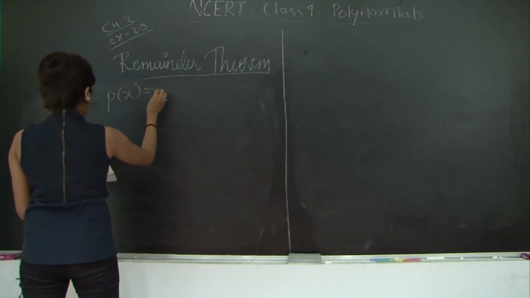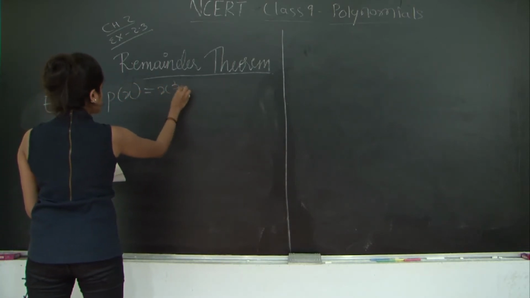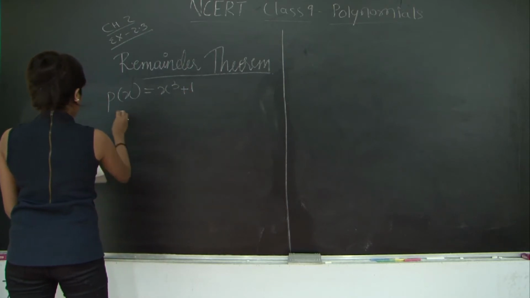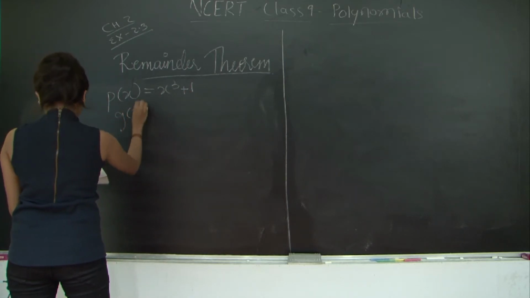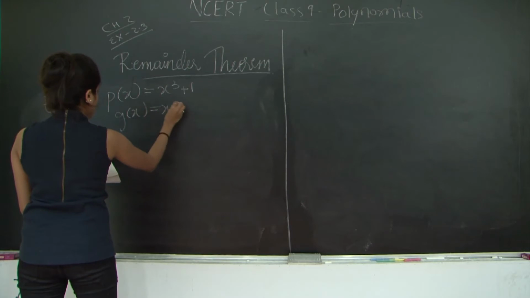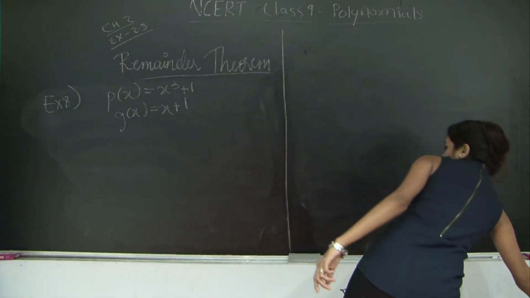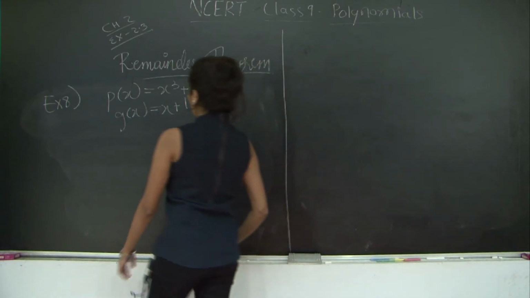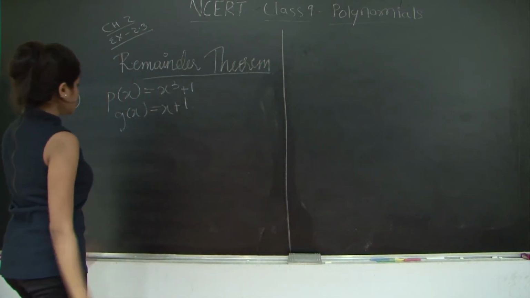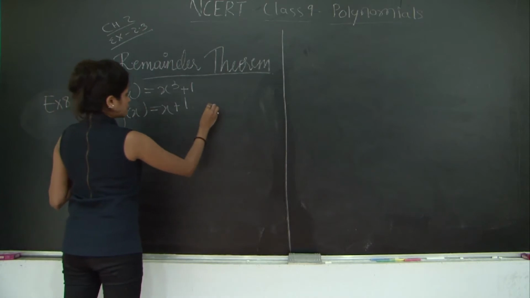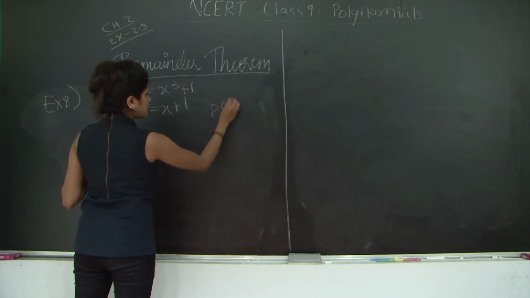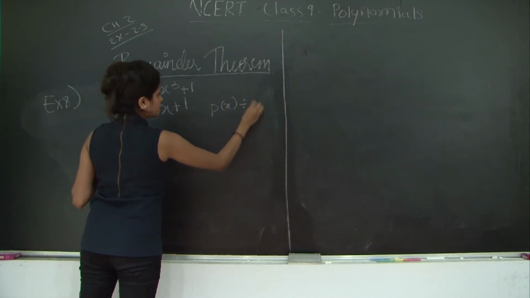P(x) is equal to x cube plus 1 and G(x) is equal to x plus 1. You need to divide P(x) by G(x). So P(x) is my dividend and G(x) is my divisor. So you need to divide P(x) by G(x).